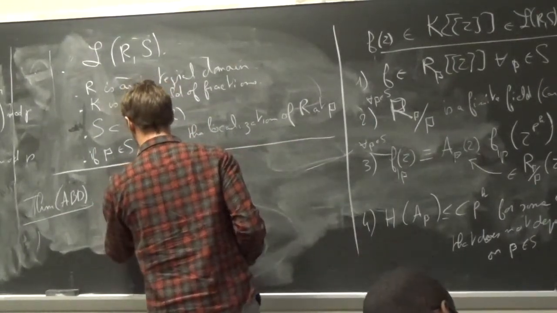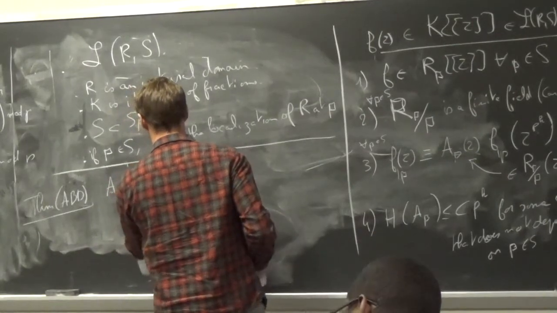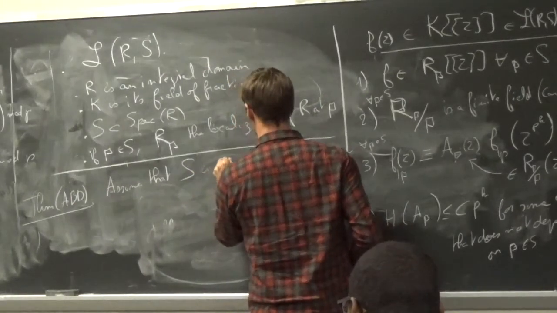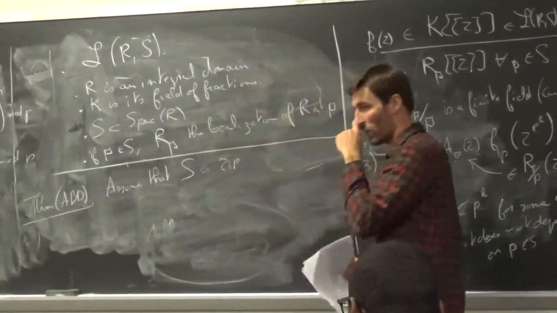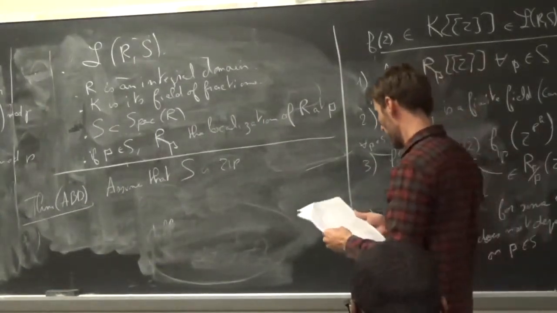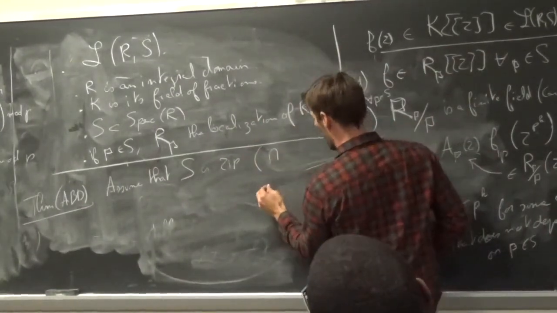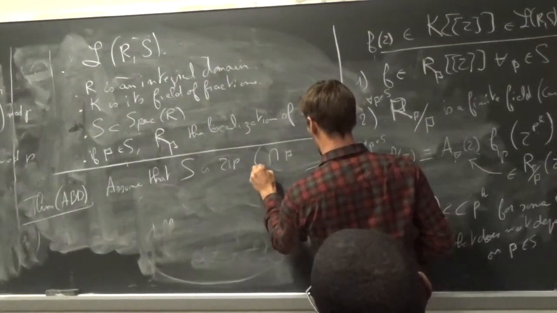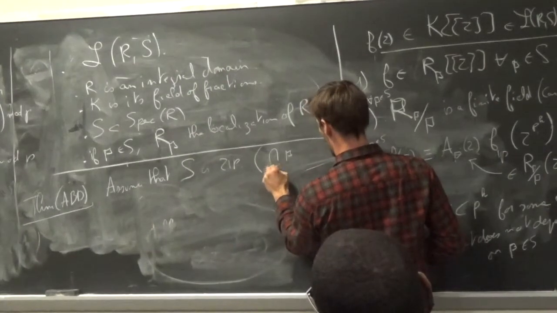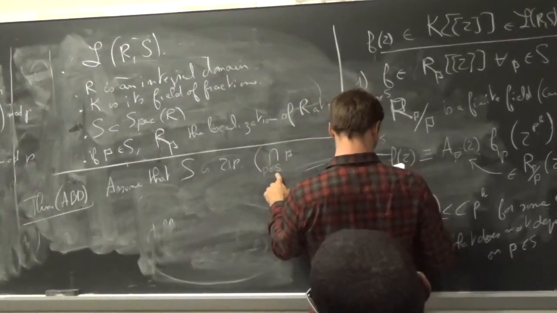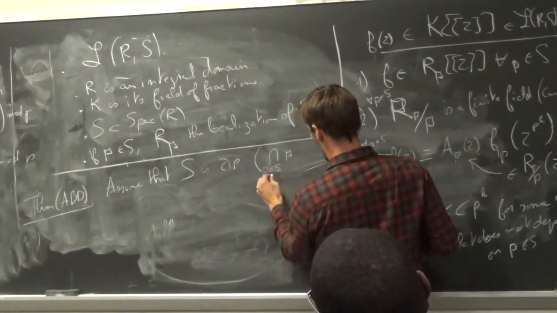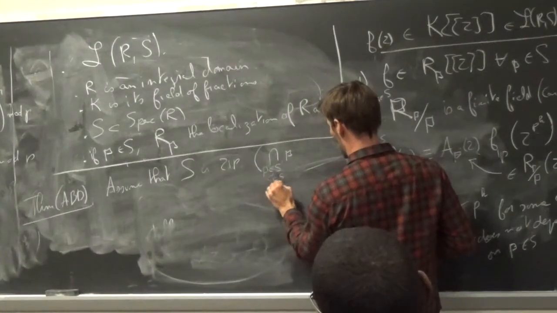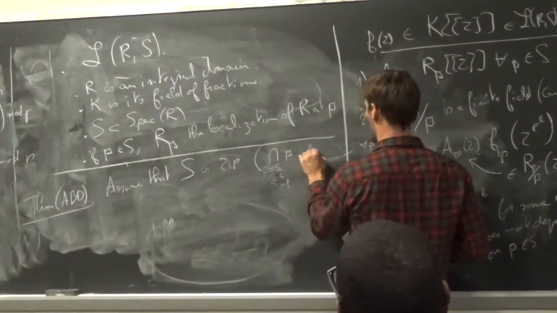So assume that S is zip. Zip stands for zero intersection property. It just means that the intersection of P for P in S, for P in S prime in S infinite, is 0.